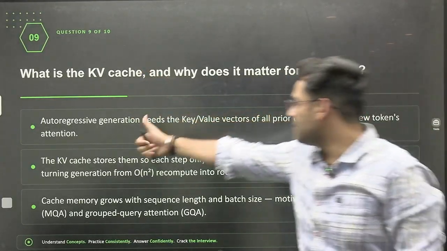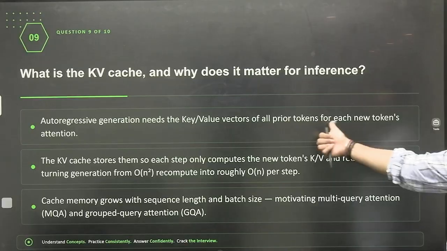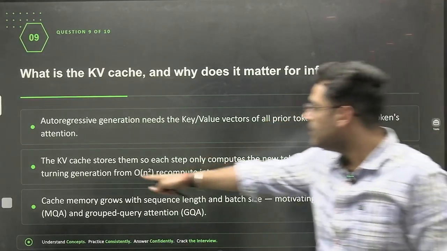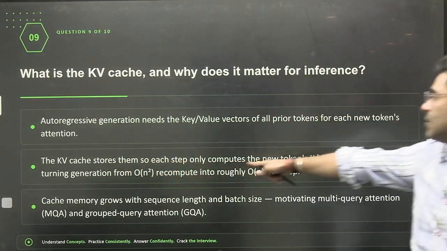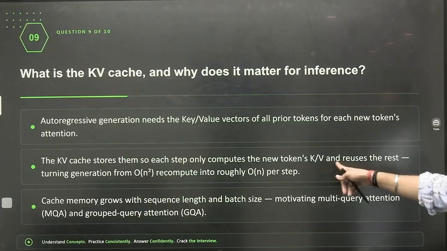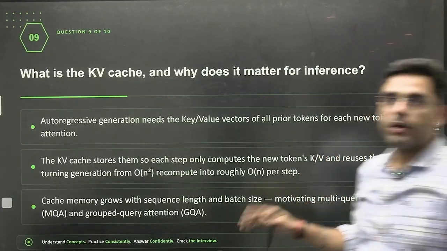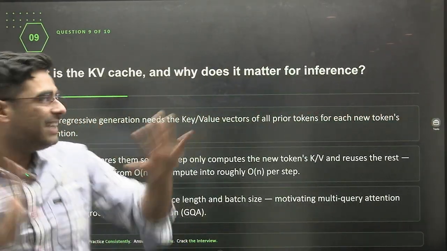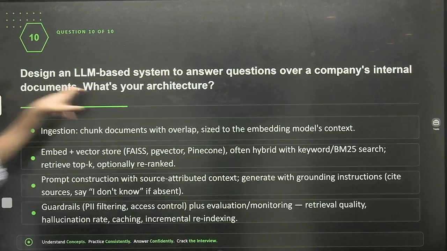So auto-regressive generation needs the key value vectors for all prior tokens for each new token's attention, and the KV cache stores them, so each step only computes the new token. Okay, and reuses the rest. Okay, so you can just prepare one answer, but yes, one of the highly asked questions is the KV cache.